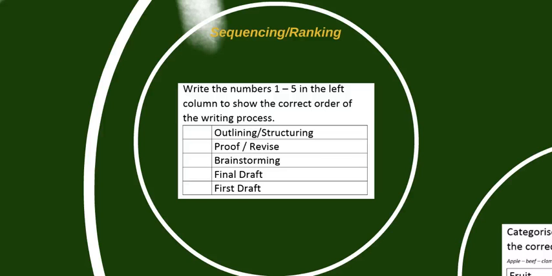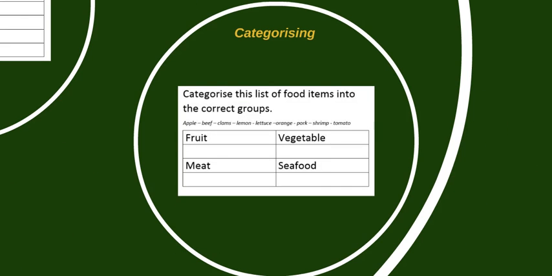You can use them, let's say, for the structure of a specific type of letter, a letter of complaint, let's say, the structure of a conversation or a speech or something like that. They're very, very useful. Another one is categorization. We often ask our students to categorize stuff. So why not ask them, in this case, to put a list of food items into the correct groups?